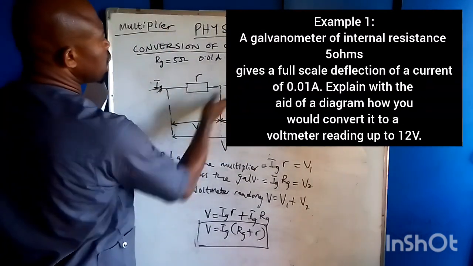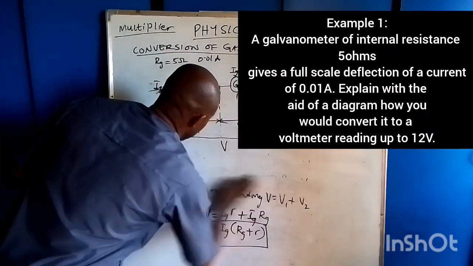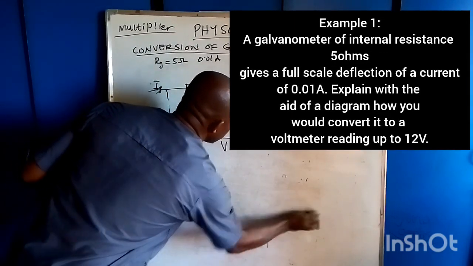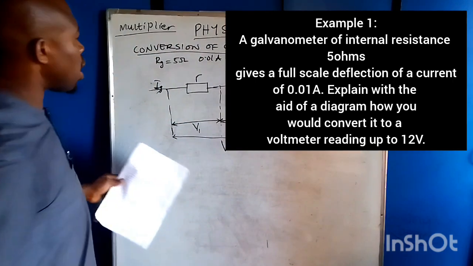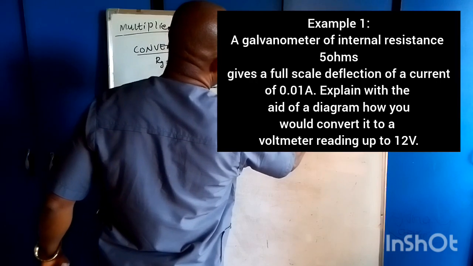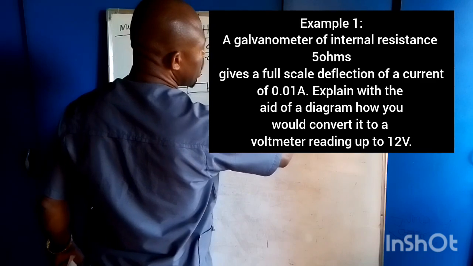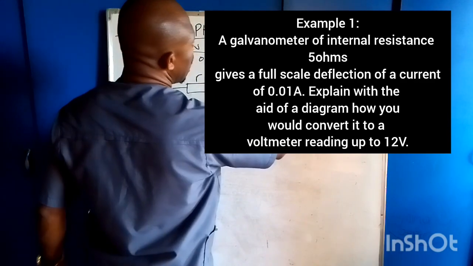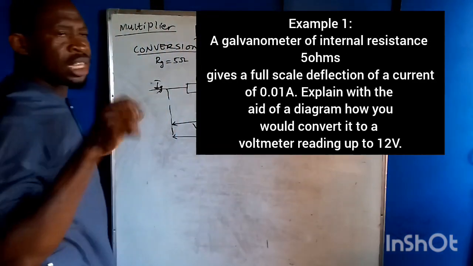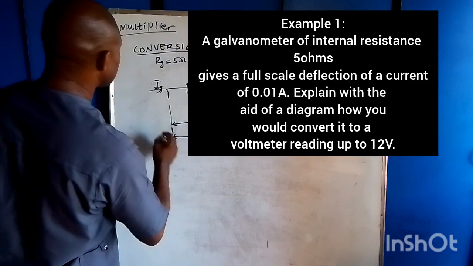In other words, this is the diagram. Since this is the diagram, we don't need to draw another one, so we make use of it. Remember our formula says V is equal to IG into (RG plus r), where V is the voltmeter reading, IG is the current through the galvanometer, RG is the resistance of the galvanometer, while small letter r is the multiplier.